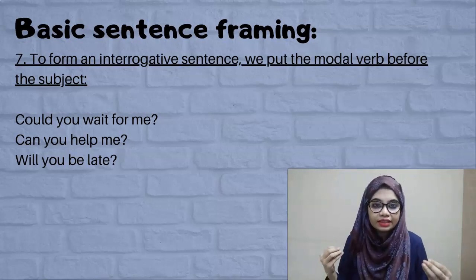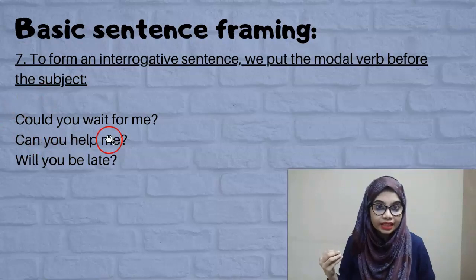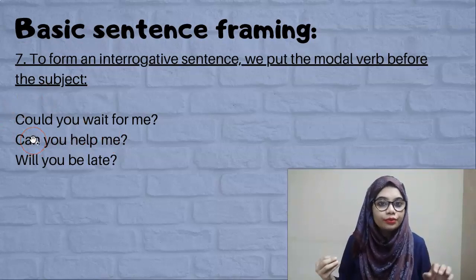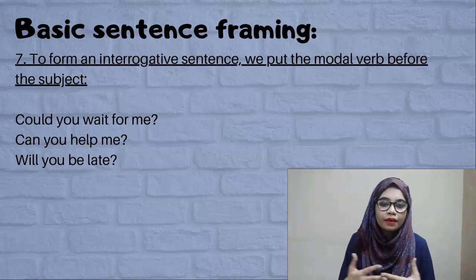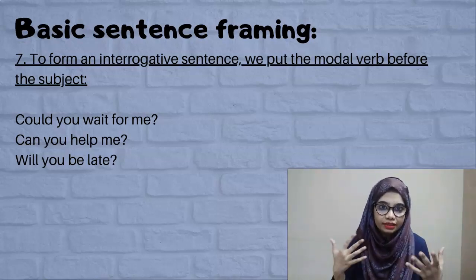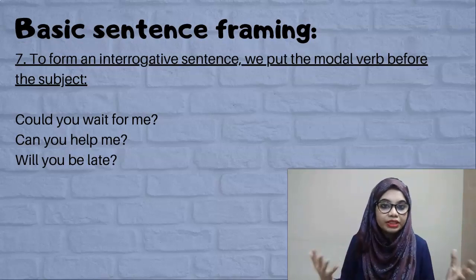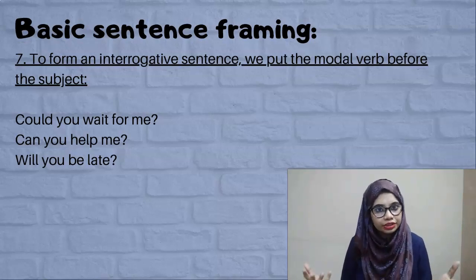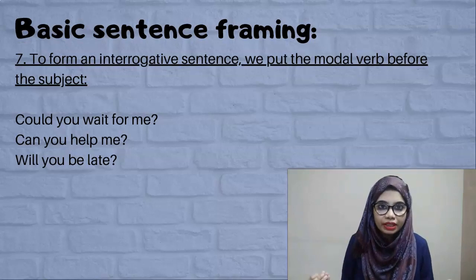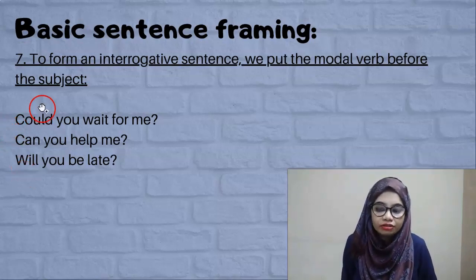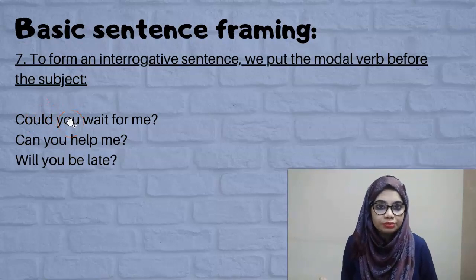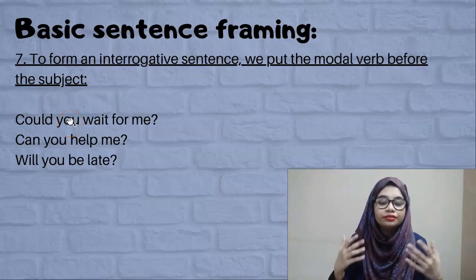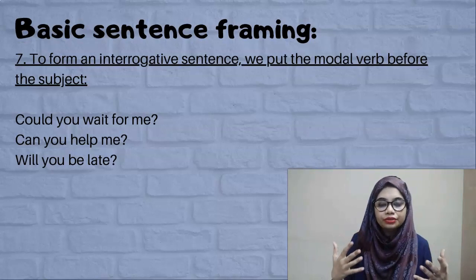Now I can say the same thing using can, like can you wait for me, like we have done in the second example. Can you help me? So both of them are ways to make requests, but could is more polite than can. Will you be late? So this is just like asking a question about the future. Will you be late? So in all of these cases we have used modal verbs before the subject. That is what you need to do if you want to form a question using a modal verb.